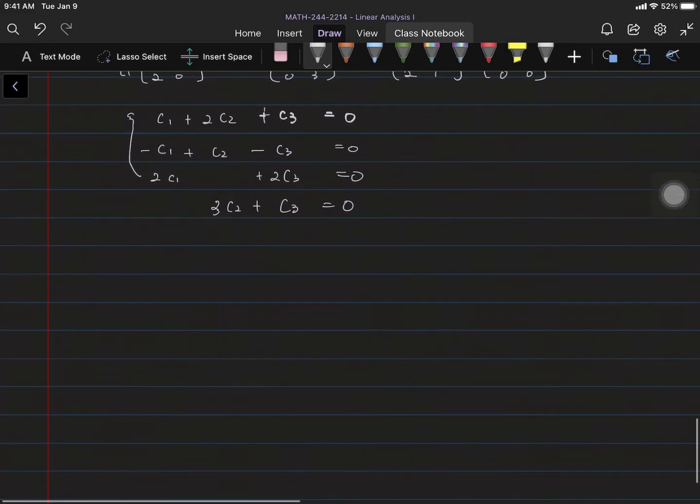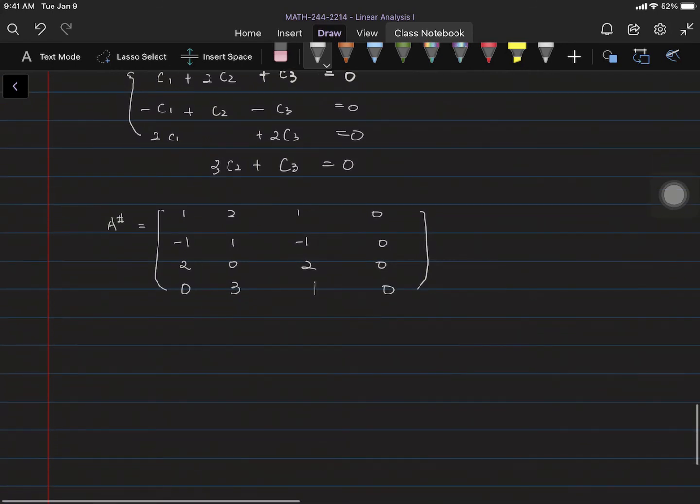So we have 4 equations, 3 unknowns, but it's okay, no matter how many, whatever the system looks like, we'll just write down the augmented matrix. 1, 2, 1, 0, negative 1, 1, negative 1, 0. And the third row should be 2. Be careful, 0, 2, 0, because there's no C2, right? And there's no C1. And 3, 1, 0. Reduce this into row echelon.